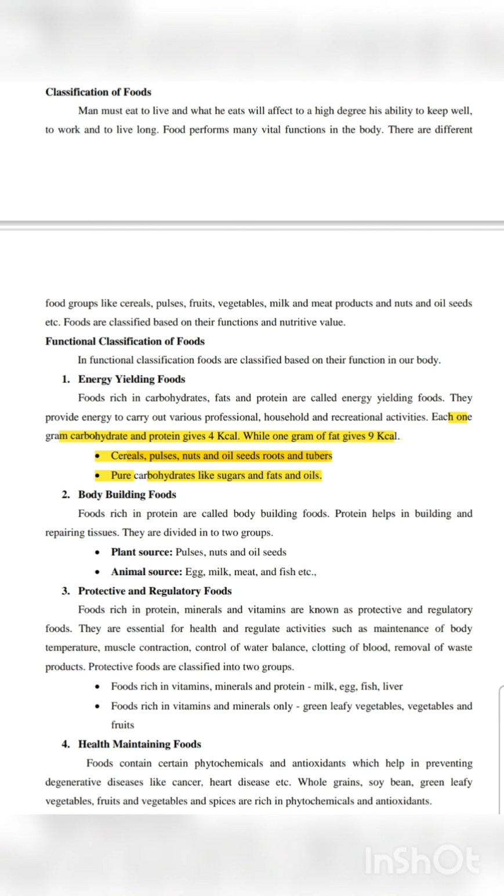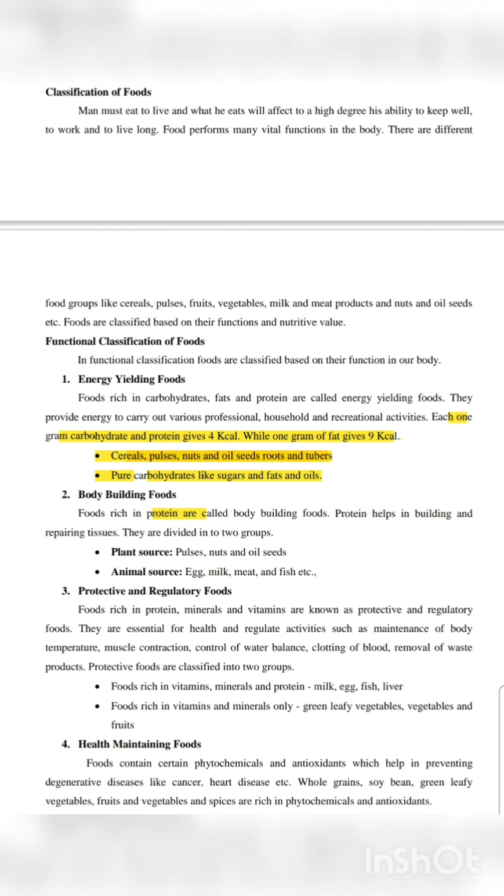Next is bodybuilding food, the food which helps us to maintain our body, for growth, for maintenance, for the repair of tissues, cells, etc. So protein is known as a bodybuilding food. Now bodybuilding food is divided into two groups, plant source and animal source. Some of us are vegetarian and some are non-vegetarian.